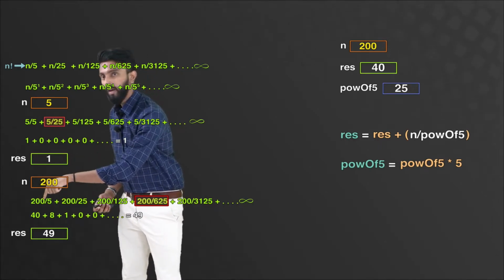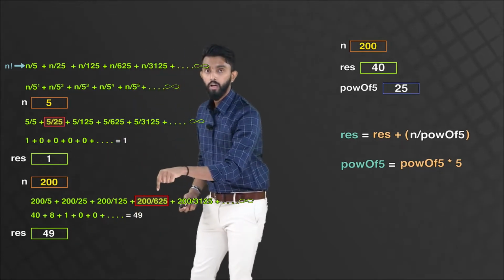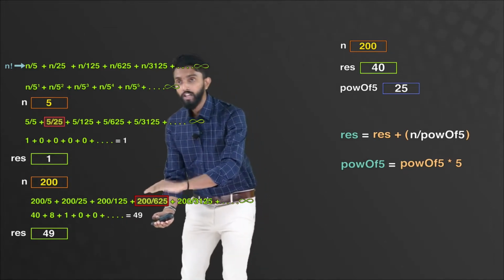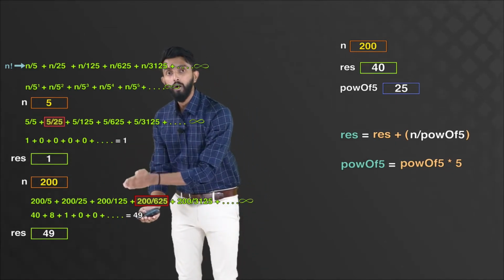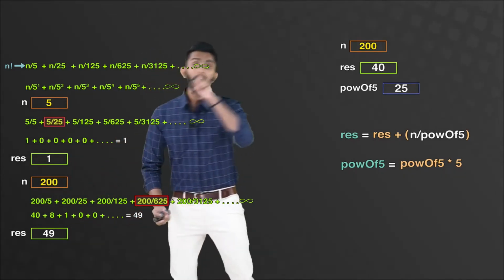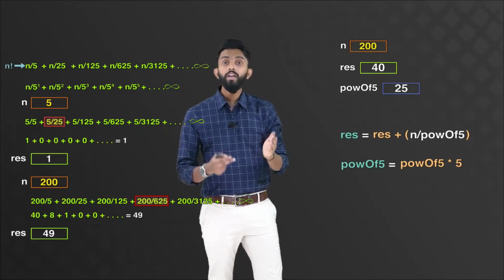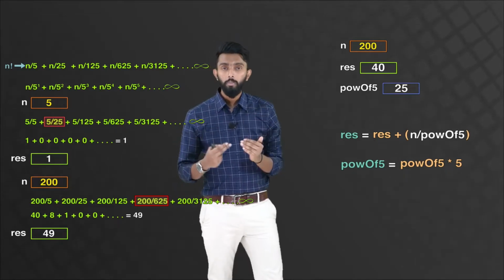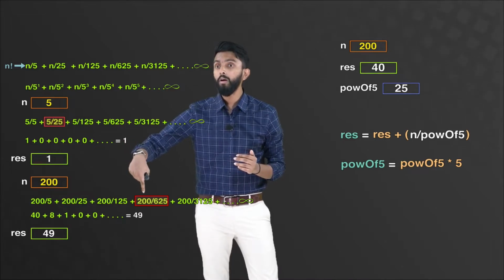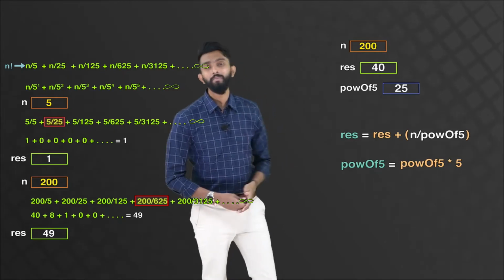N divided by power of 5, n divided by the next power of 5, n divided by the next power of 5, but here I stopped because numerator became lesser than the denominator. Which means always before dividing n by the power of 5, taking that value and updating it to my result, I have to first check whether the numerator is actually greater than the denominator. As long as it is greater than the denominator, I can continue. The moment it becomes lesser, I should stop. And hence, here I should apply a condition.